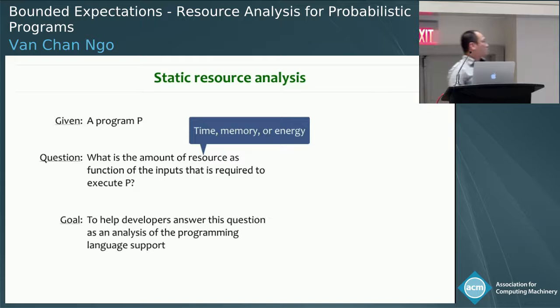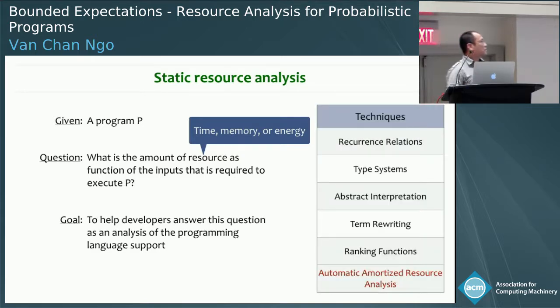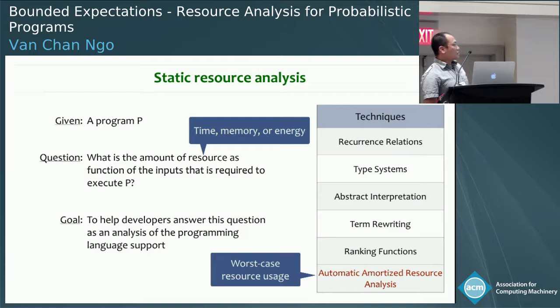So the goal of resource analysis is to help developers answer this question, with support from the programming language. There are many techniques that can be applied to reason about the resource usage of a program, and they usually provide an upper bound on the worst-case resource usage of the program. For example, one of them is automatic multi-resource analysis.